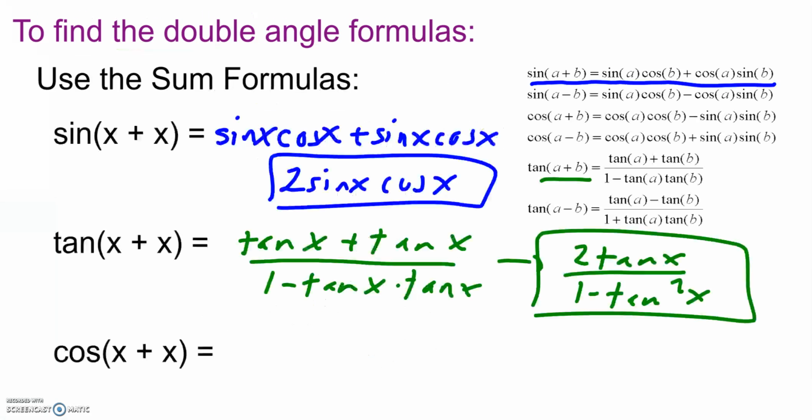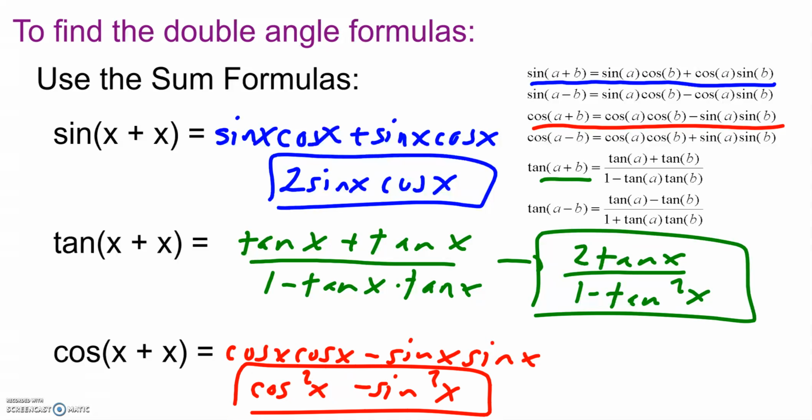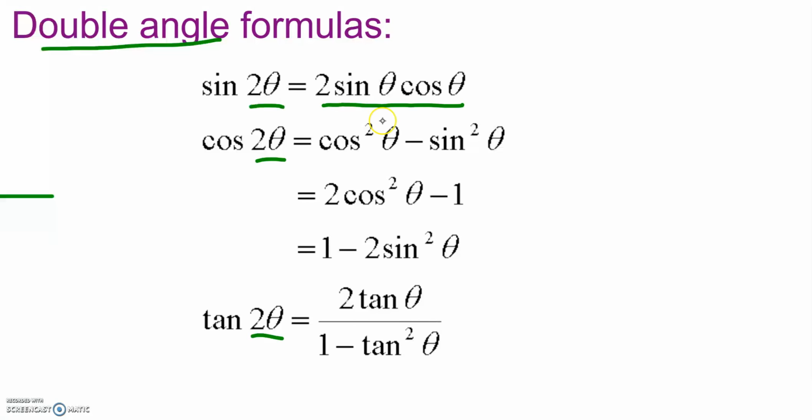Last but not least is cosine. Cosine of x plus x would be cosine of x cosine of x minus sine of the first angle times sine of the second angle. So that would reduce to cosine squared x minus sine squared x, which, if you look back at the identities, that is the first and the most popular of the 3. Now the question is, where did these other 2 come from? It has to do with substitution, and let me show you, at least for one of them.